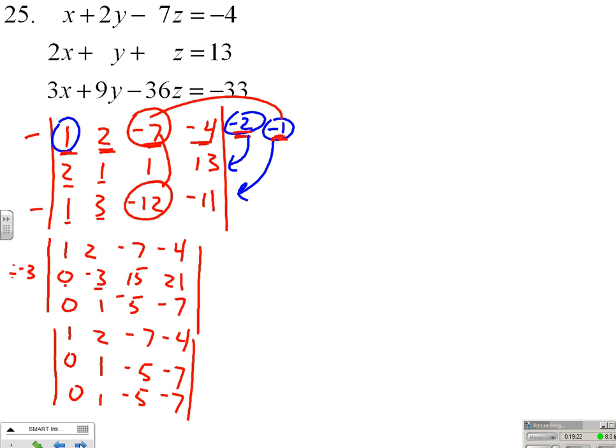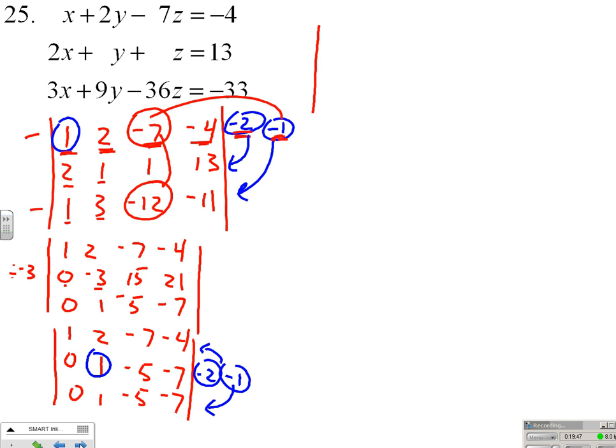Now I'm awfully suspicious that we've got a special case when I look at row 2 and 3, but I'm just going to continue on with our process at this point. New hitman right here. That's going to need to be multiplied by -2 and sent up, and by -1 and sent down. So let's see where that takes us.